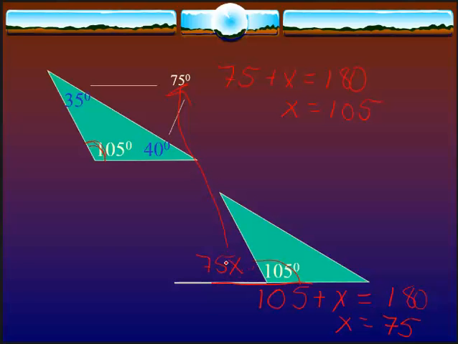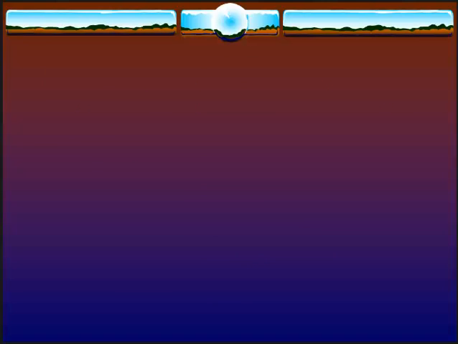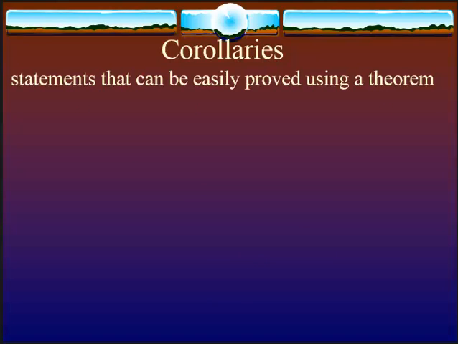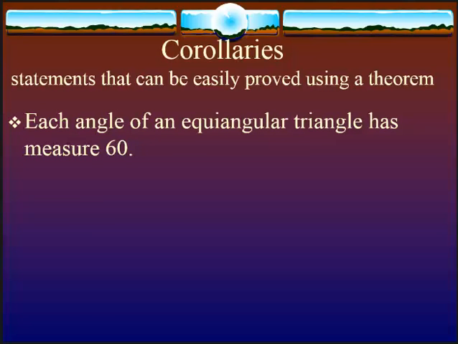So if you just think it through and use the relationships that we've learned in the past, then a lot of these rules should be some common sense. Some other things should be common sense now that you know these rules. They're called corollaries, statements that can be easily proved using a theorem. So we learned these theorems. Now here's some things that you should just automatically know.